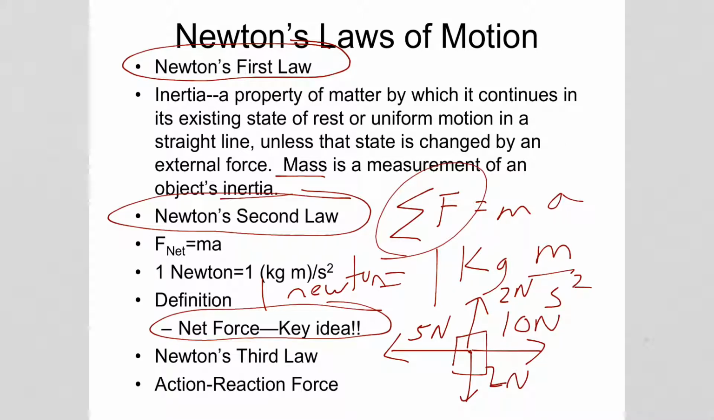Well, notice we have 2 newtons up and 2 newtons down. Those cancel out. We have 10 newtons to the right and 5 newtons to the left. Well, this 5 cancels out 5 of these. And what we're left with is 5 newtons to the right. That's what we call the net force. After all the forces are added together, some of them have canceled, the net force is what's still left, what's not counteracted or canceled out by another force.